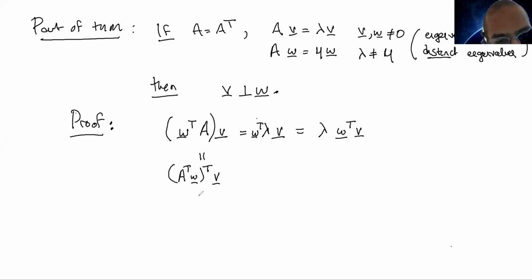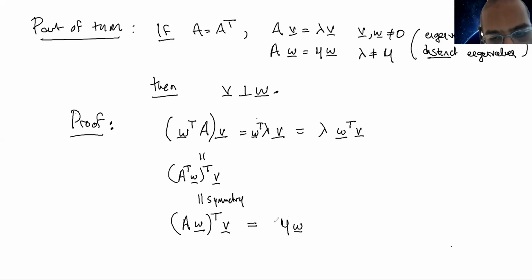But now I'm going to use symmetry. This is the key step. Symmetry means A transpose is equal to A. So this must be equal to (A w) transpose v. Now I'm happy, right? Because w is also an eigenvector. So what is A w? Well, that's mu times w, so we get mu w transpose v.